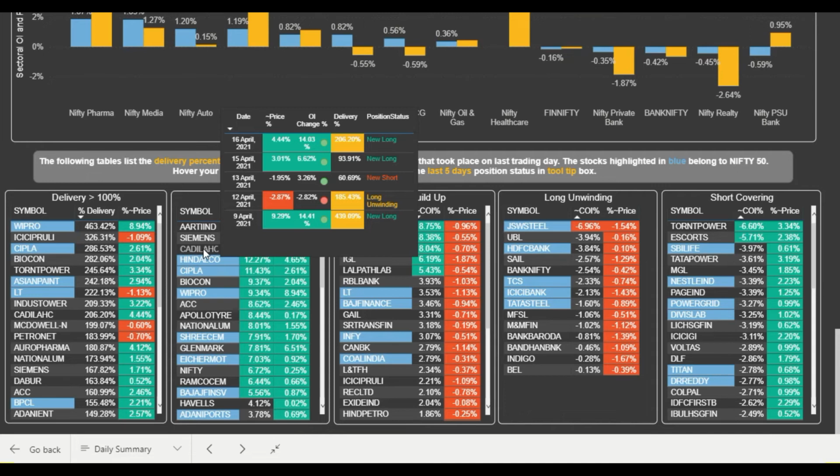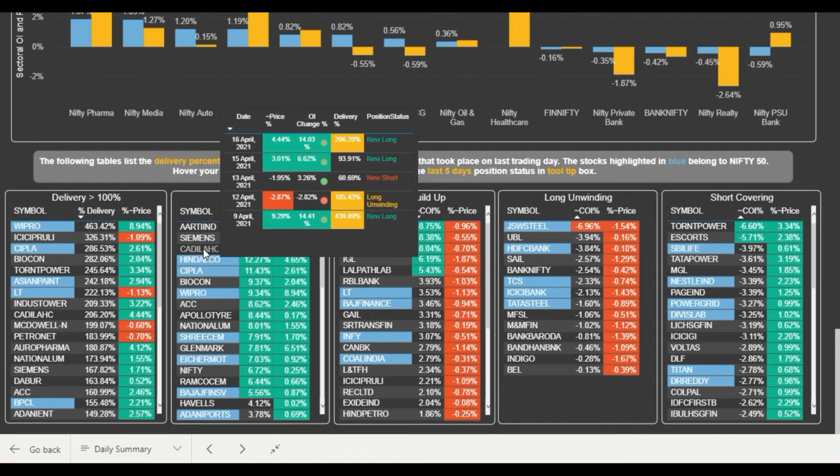And you can see a huge long OI addition from the past 5 days. In 3 of those days we have seen a huge long addition, and also the cash delivery percentage. So it means that this stock is gaining momentum and this stock can go even higher, and there is an opportunity to take a long position in the FNO segment. And if you are trading in the cash segment, you can buy a few stocks and then ride the momentum.